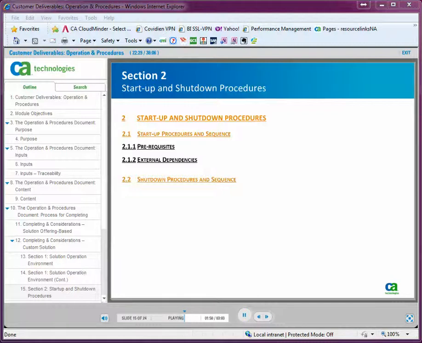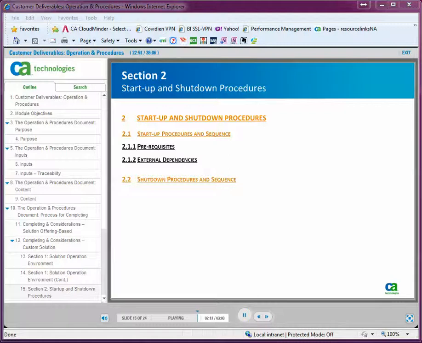External dependencies. Although the solution may start up properly, it may depend on other applications or systems being available for the solution to work properly. These dependencies, including anything to do with external data stores, data feeds, solution monitoring, and security controls, would need to be captured in this section.